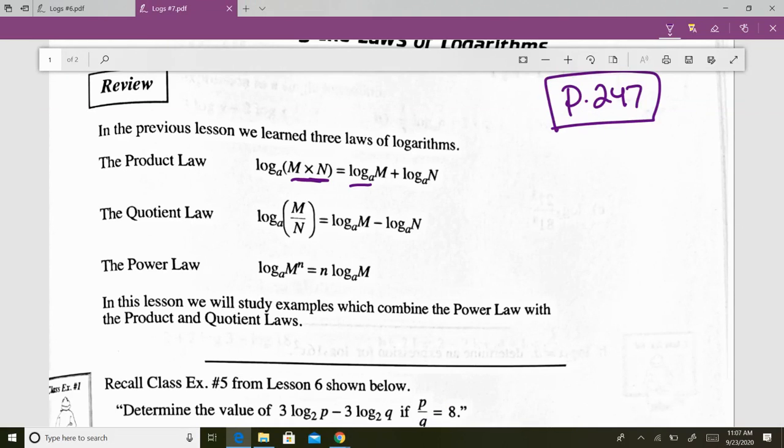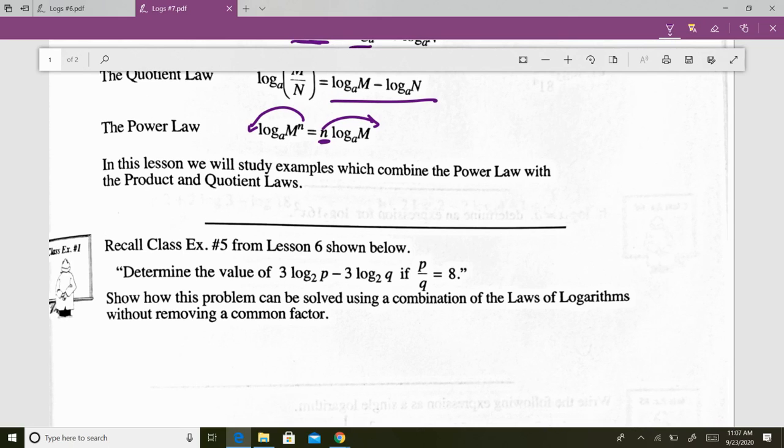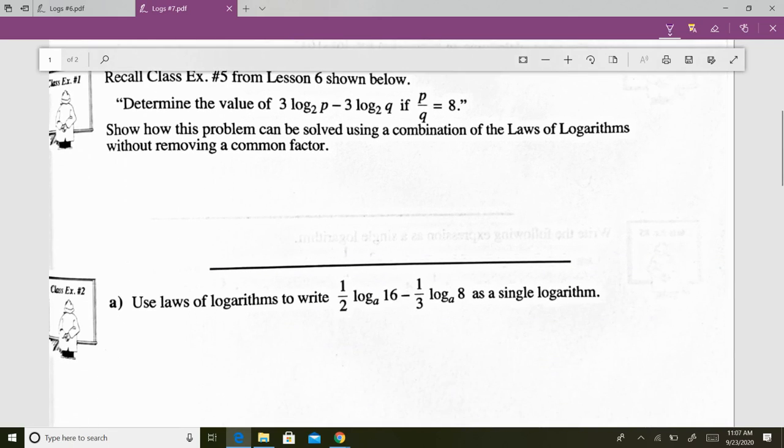We have the quotient law, which says if we're dividing the arguments, we are subtracting the individual logs. And we have the power law, which allows us to drop the exponent on the argument down, or if we have a number in front, we can move it up to an exponent. Okay, so we're going to use these three laws to simplify some expressions.